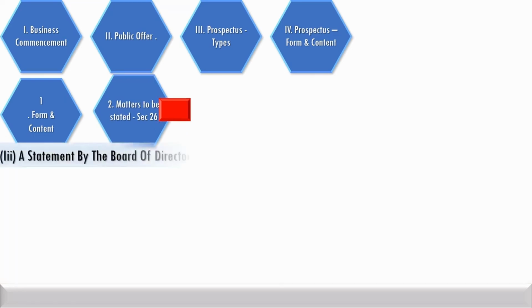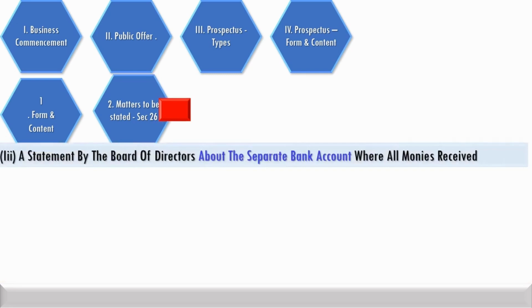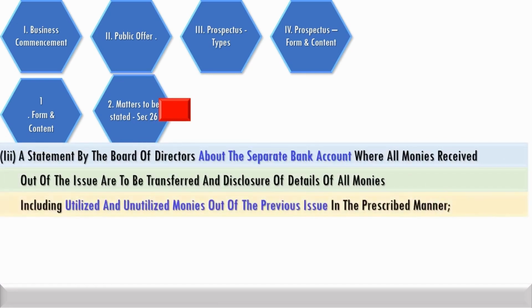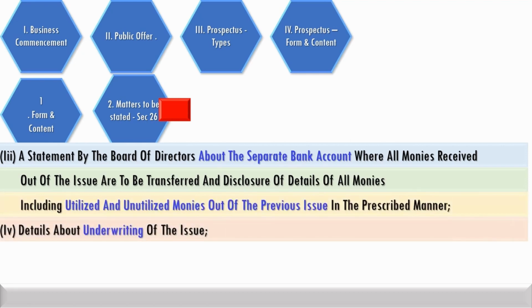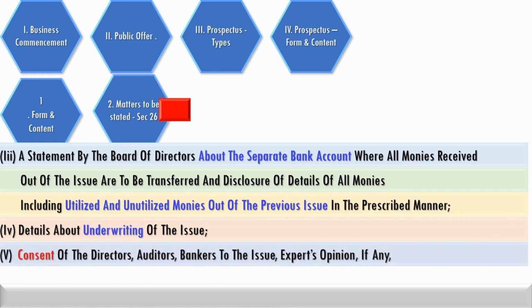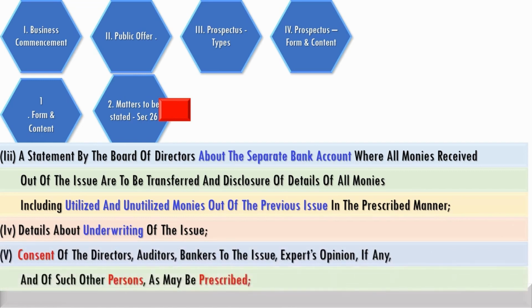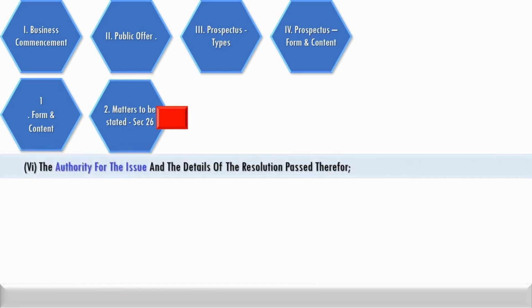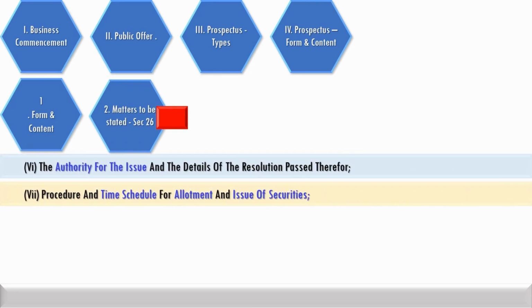So include a statement by the board of directors about the separate bank account where all monies received are to be transferred, and disclosure of details of all monies including utilized and unutilized monies out of previous issue, details about underwriting of the issue, consent of directors, auditors, bankers, experts, and of such other persons as may be prescribed.